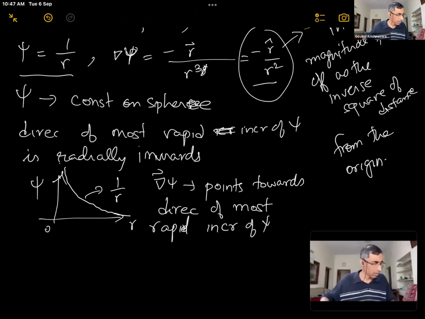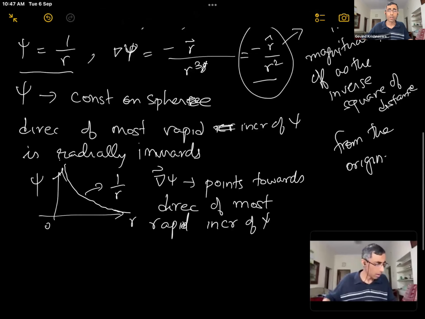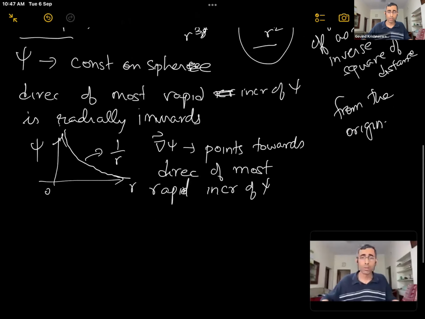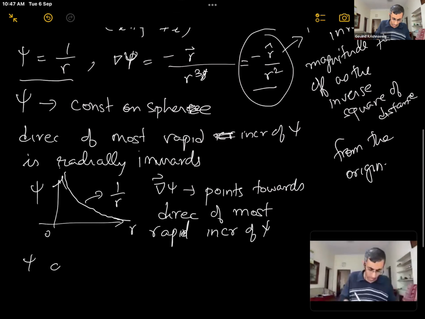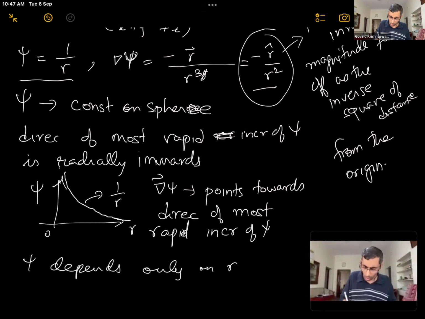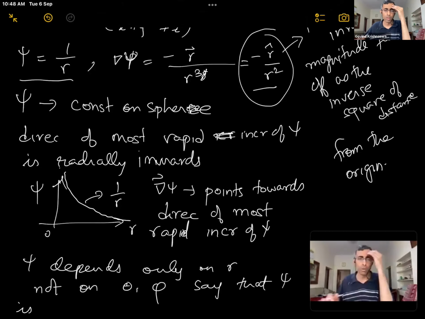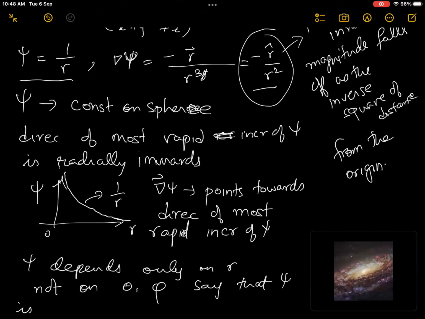Okay, so that's nice. Now, to continue the story, let us plot the vector field. What's that going to look like? So first we need to comment on it. We notice that psi depends only on r, not on theta or phi. So we say that psi is, how do you want to describe it? Symmetric. Indeed, so it is spherically symmetric.